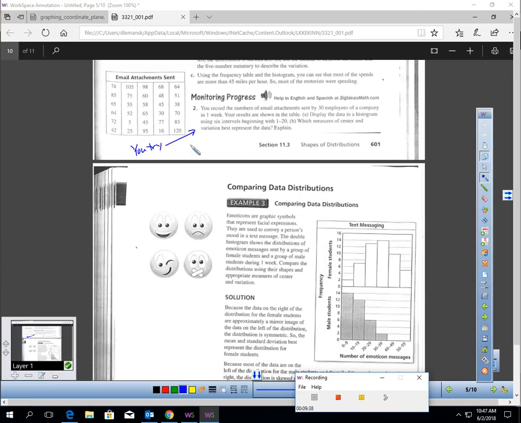What I'd like you to do right now is pause the video and answer this question. This is a listing of email attachments sent by 30 employees of a company in a week. We would like you to display the data in a histogram using 6 intervals beginning with 120. Which measures of center and variation would best represent the data, and explain? So why don't you pause the video and do that.